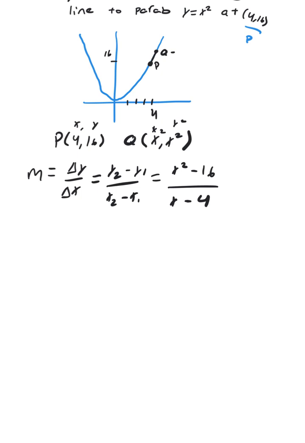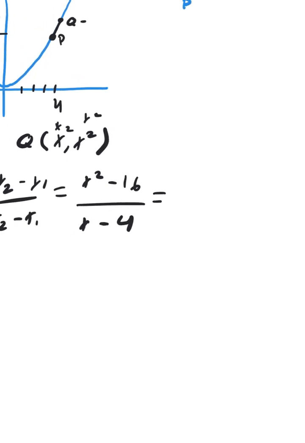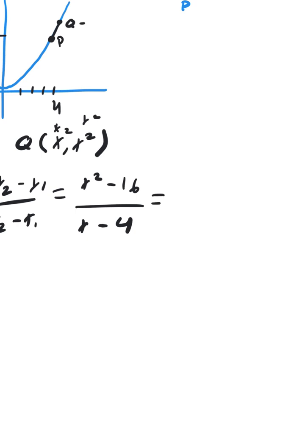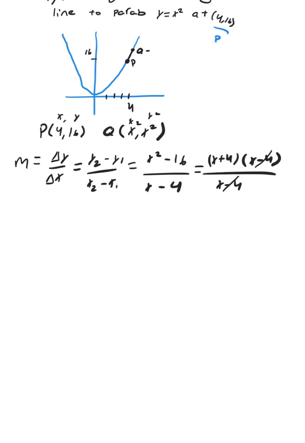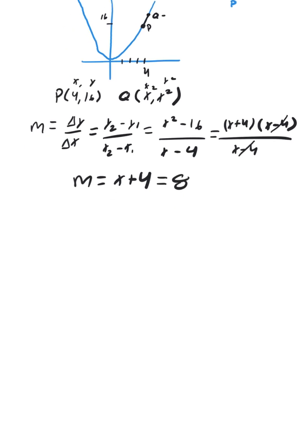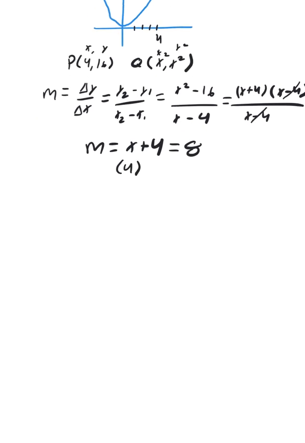We can solve this further by factoring to simplify it. x squared minus 16 also equals x plus 4 and x minus 4. Bring over the denominator x minus 4. So we know that these cross out and we're left with the slope equals x plus 4. But what's x? In this case, x is 4, which makes the slope 8.